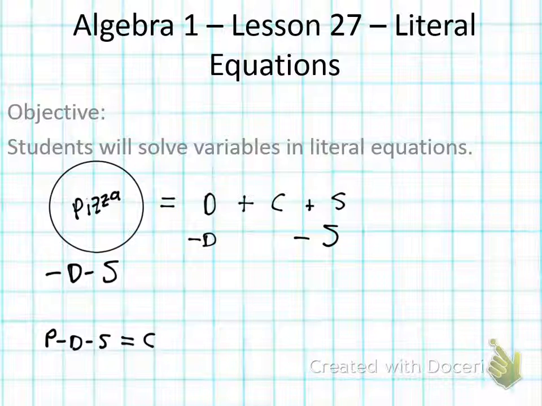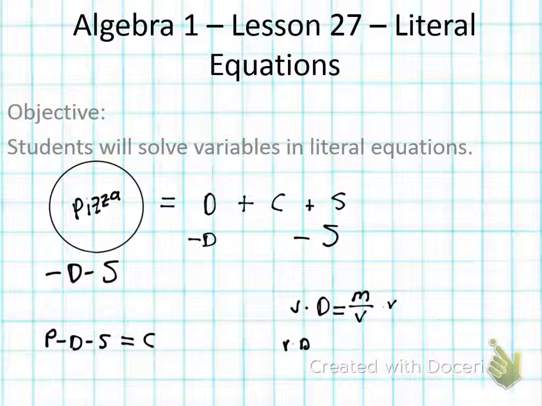So all we're doing is moving things around. So just like we do in science, what's the density formula again, everyone? Density is equal to mass divided by volume, right? So let's say I wanted to solve this for volume. How do I get volume by itself? Well, it's in the denominator now, so I need to multiply everything by volume. So I'm going to multiply both sides by volume.